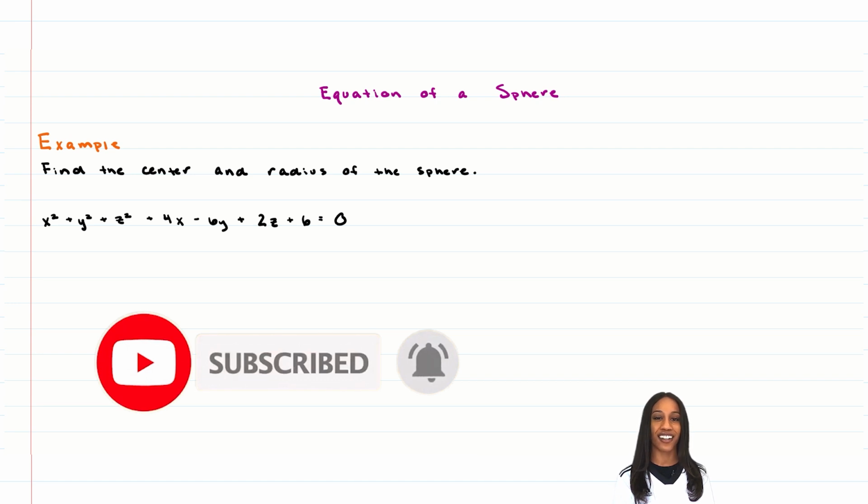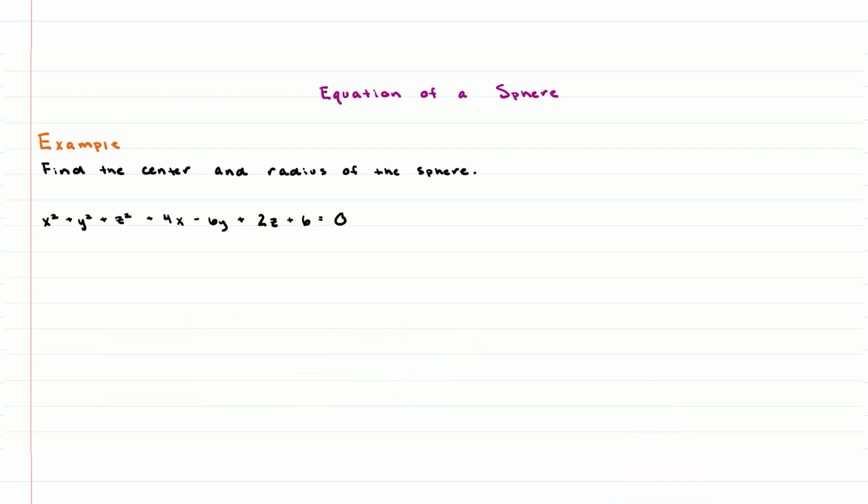All right, now let's take a look at this example. Our example says find the center and the radius of the sphere x squared plus y squared plus z squared plus 4x minus 6y plus 2z plus 6 equals 0. And we're going to do this by reformatting this expression into the equation of a sphere.